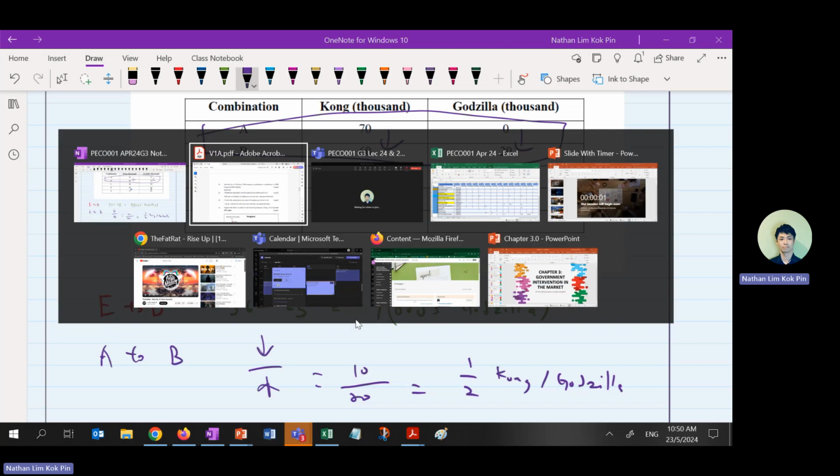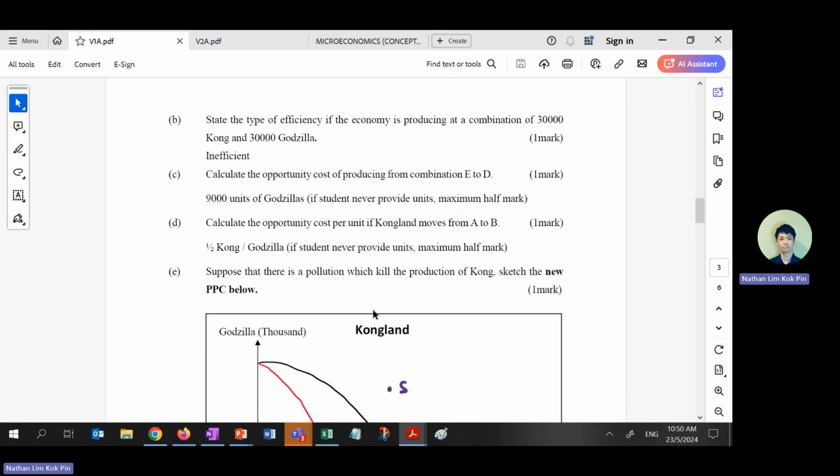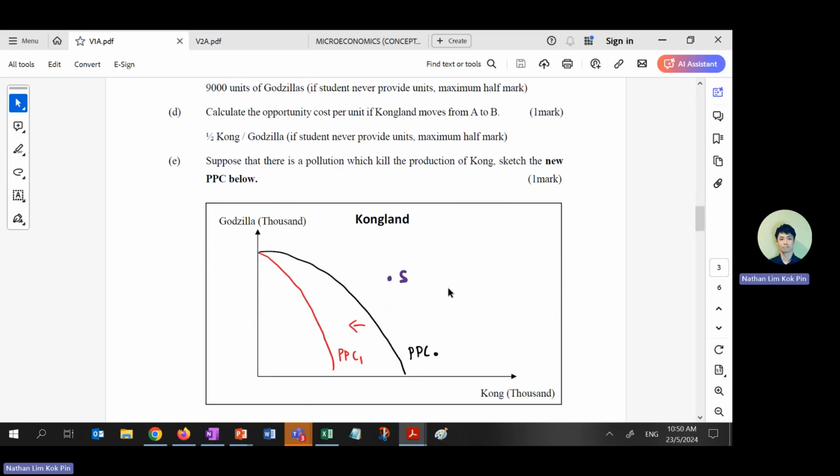Okay. Next one. Yours is the second paper. Your paper should be 2 later. So suppose there's a pollution. Is your question pollution? No pollution, right? Different. No? Okay. If there's a pollution which kills the production of Kong, sketch the new PPC.